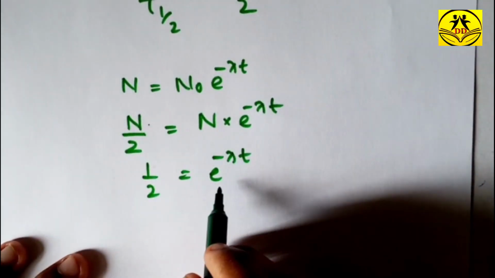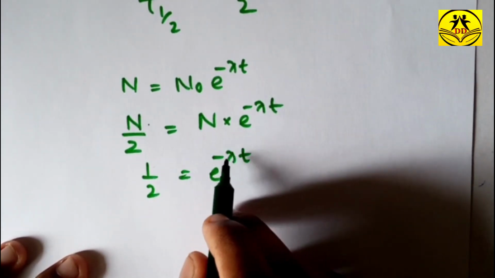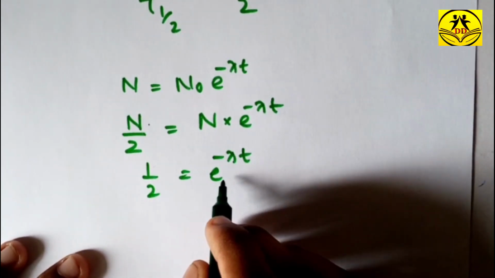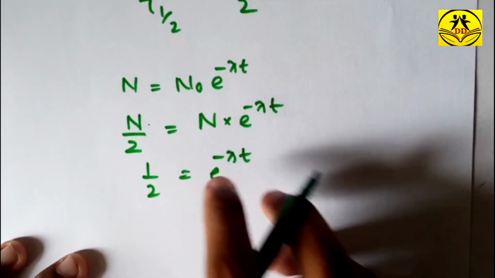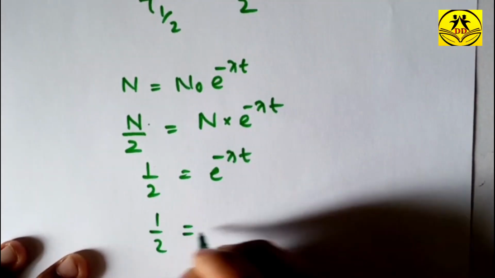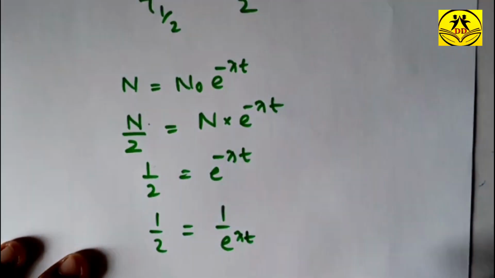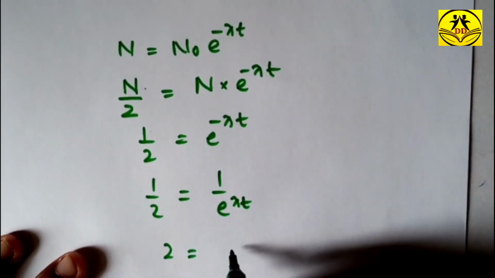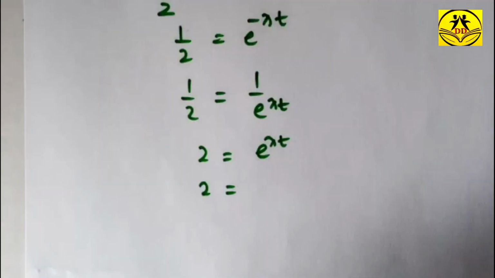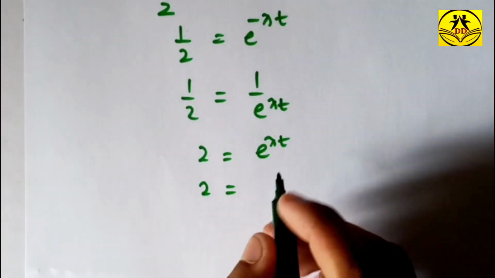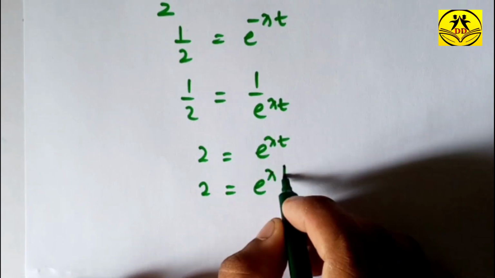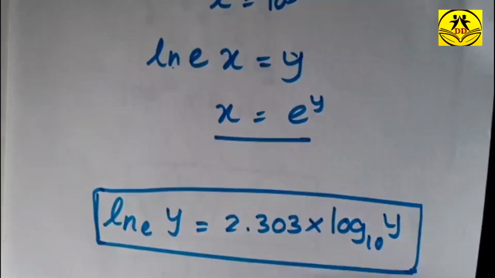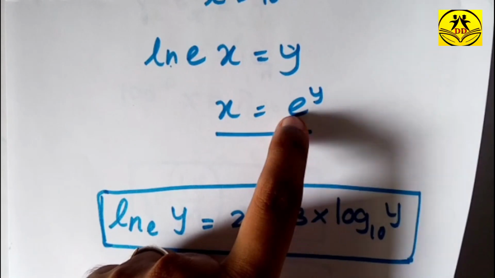So to remove this minus of the index form, I am taking this e to the lower side. Half is equal to 1 over e to the power lambda t. Now it's positive. Now I can also write 2 is equal to e to the power lambda t. So here actually t is t half, because this is the half-life.